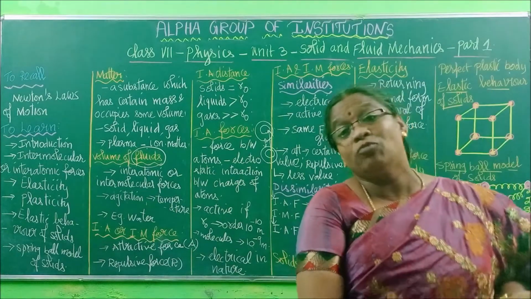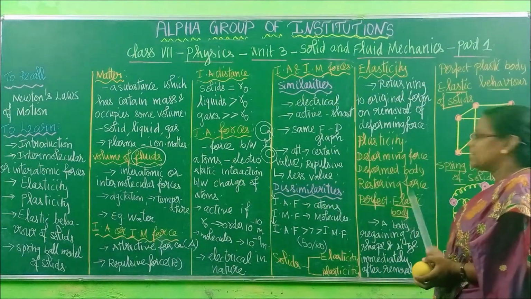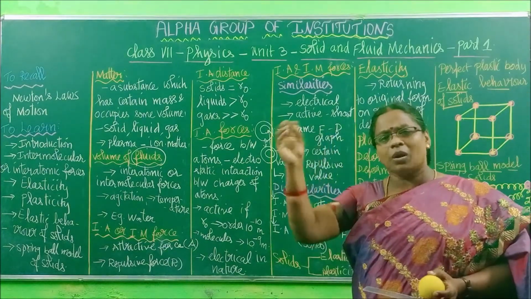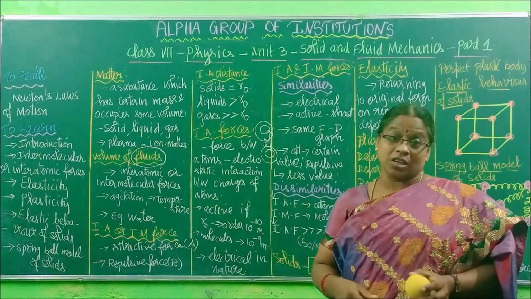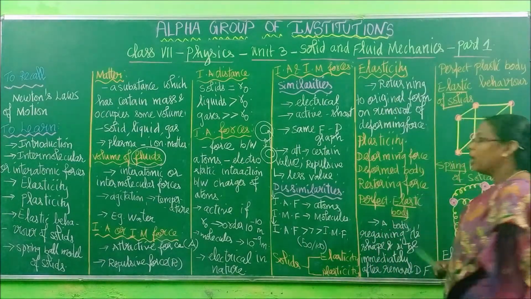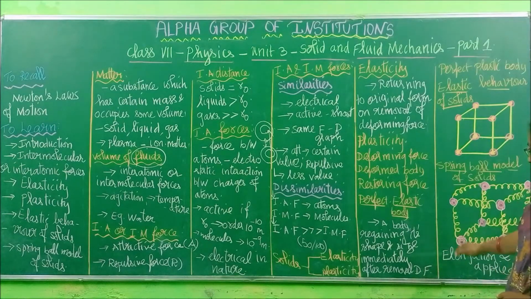So that type of body is called a perfect elastic body. It will remain unchanged. Whatever force you apply, it remains unchanged, like a stone. So that type of body is called a perfect elastic body. That is what I have shown here.